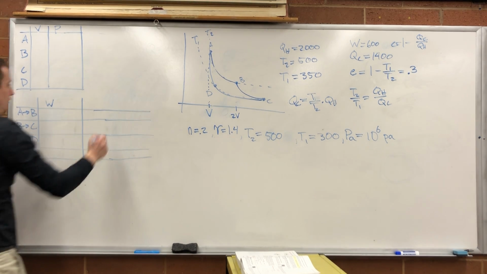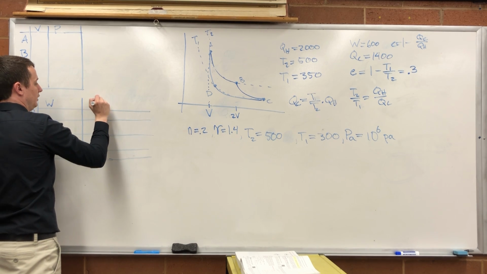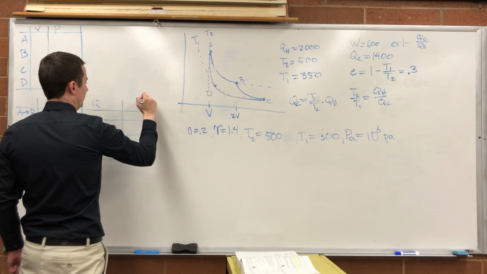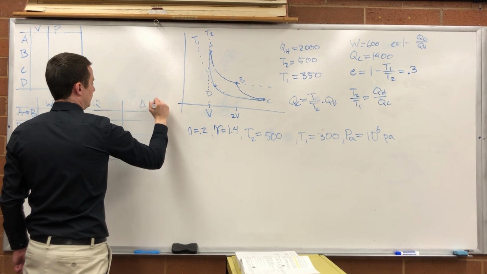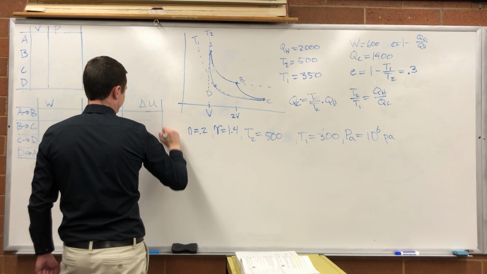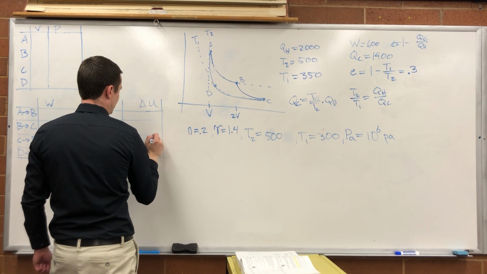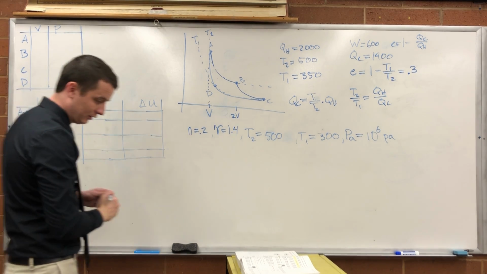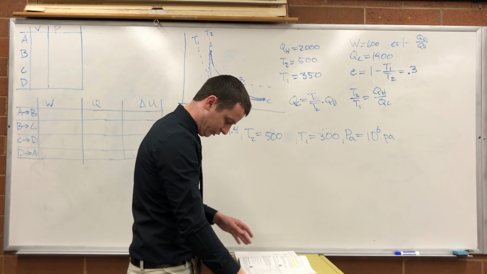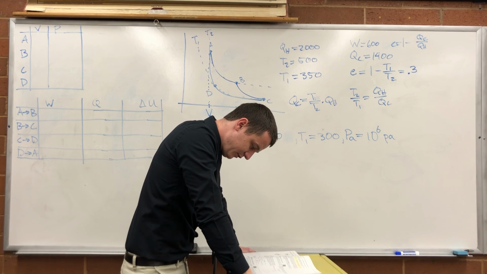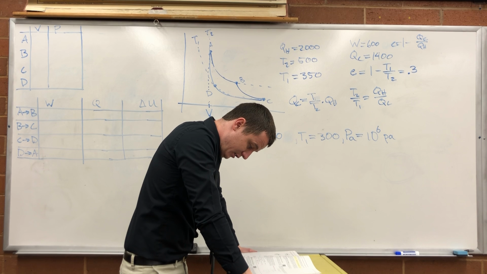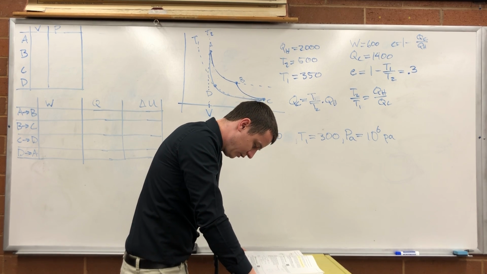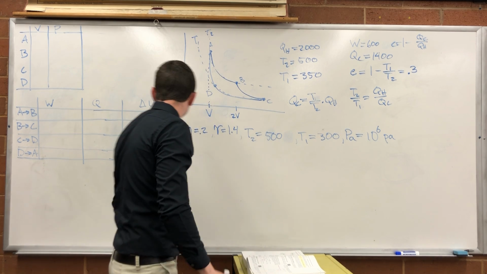Rectangular grid. It's beautiful. The heat in each case, and the delta U in each case. Alright, so we're looking for the work, heat, and delta U in each case, and we still need to do part B. C is find the efficiency directly from the results of part B.